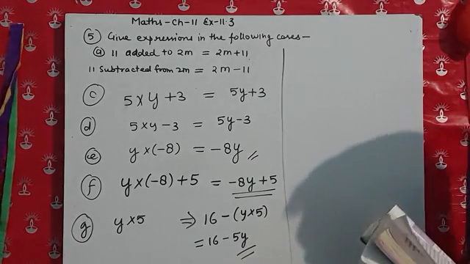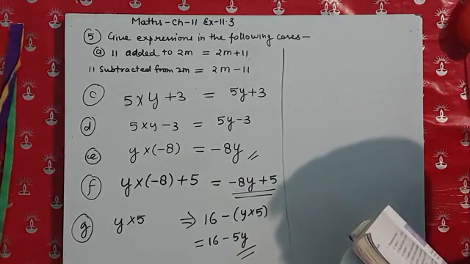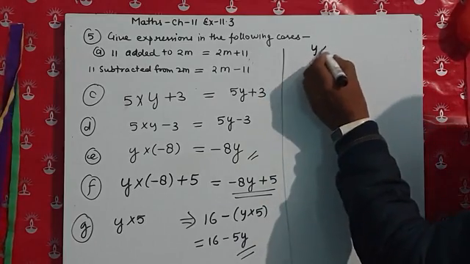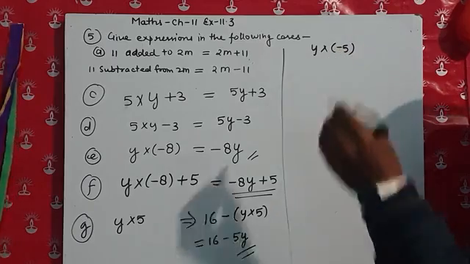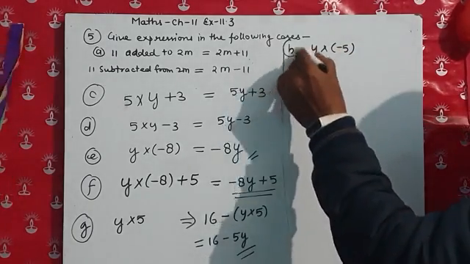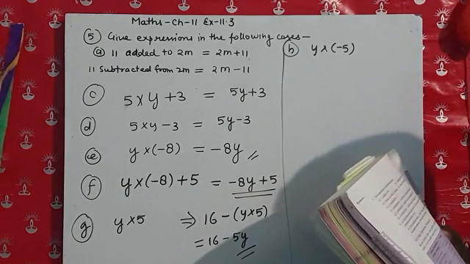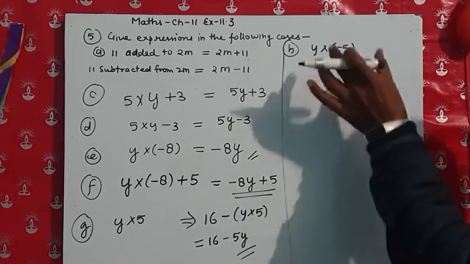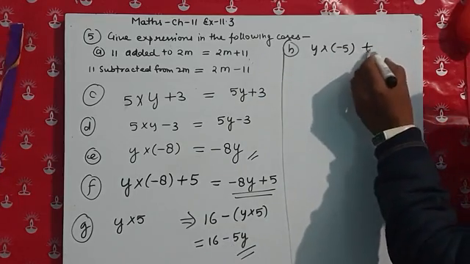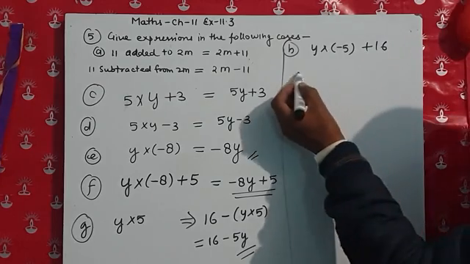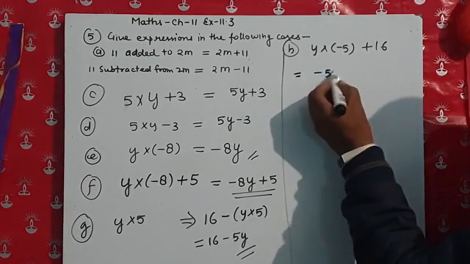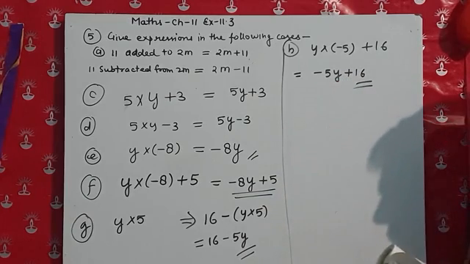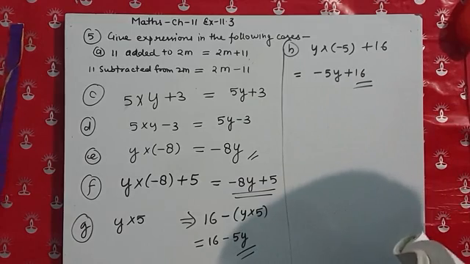Now going to the next part. Here in the H part, y is multiplied by minus 5, and the result is added to 16. Whatever the result, that is added to 16. So here the answer will be minus 5y plus 16. Clear? Now going to question number 6.